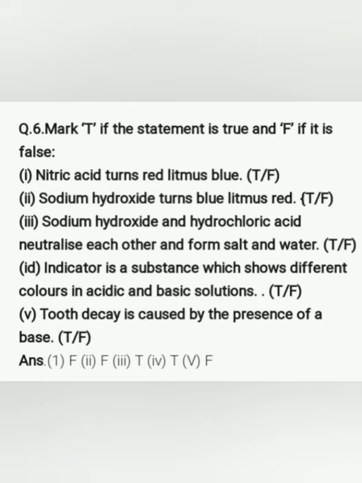Okay, the fifth one: tooth decay is caused by the presence of base. So the answer is false. Okay, so these are the answers of true and false. Sixth question. Understood?